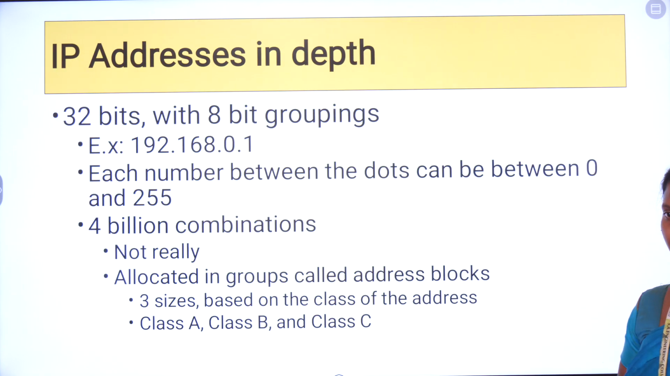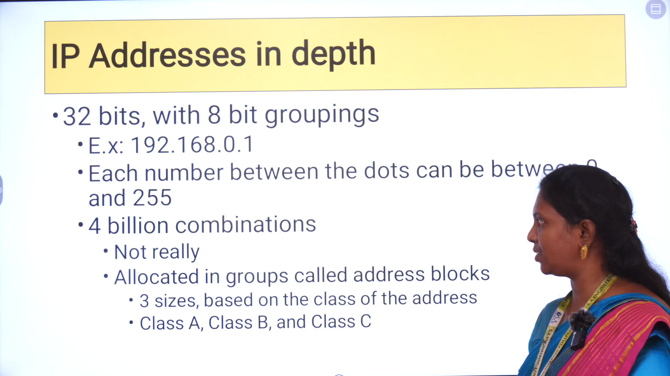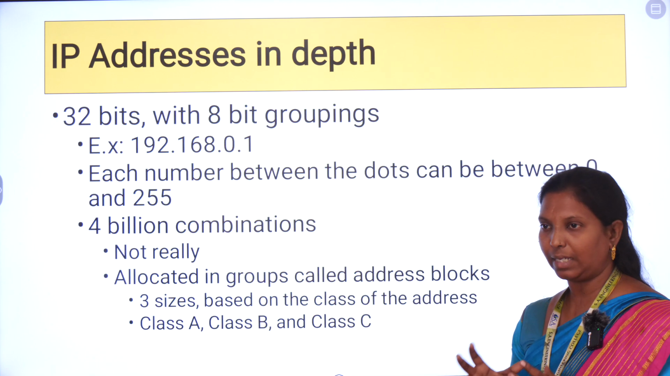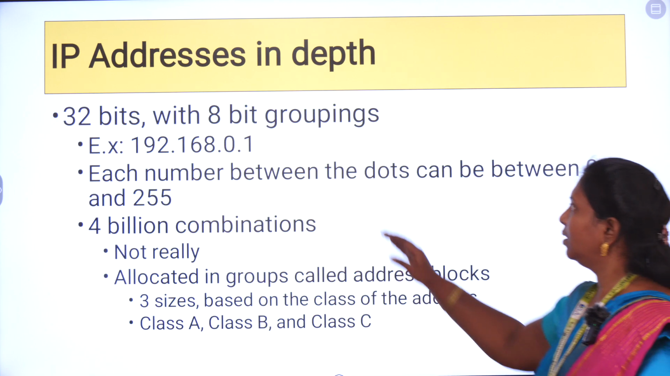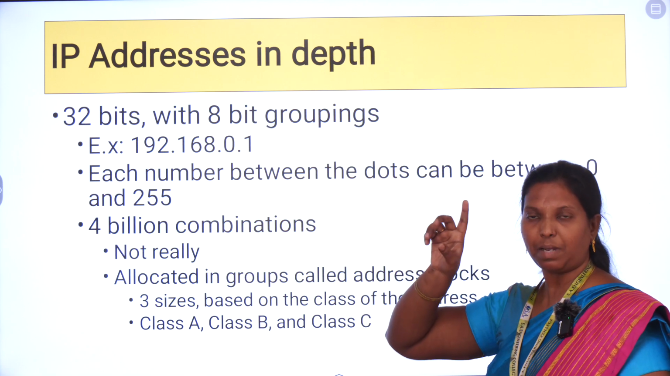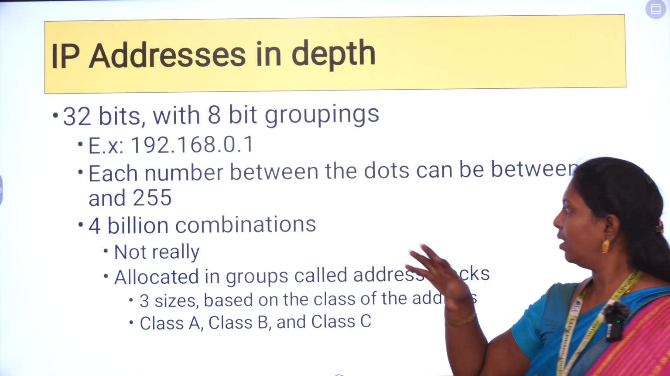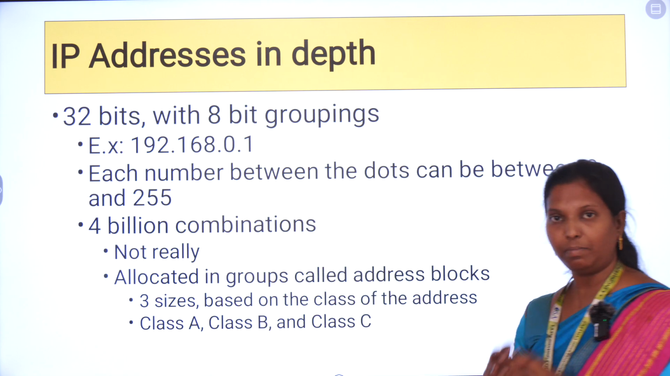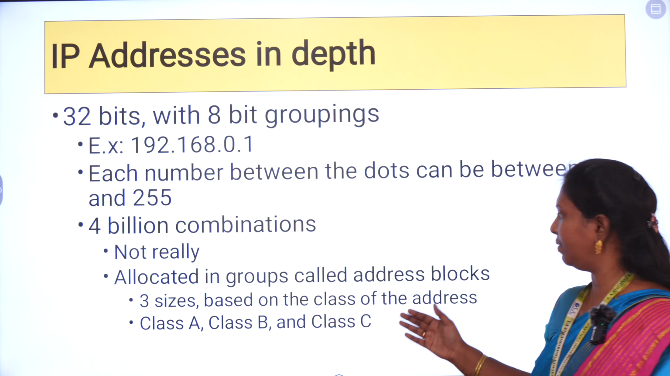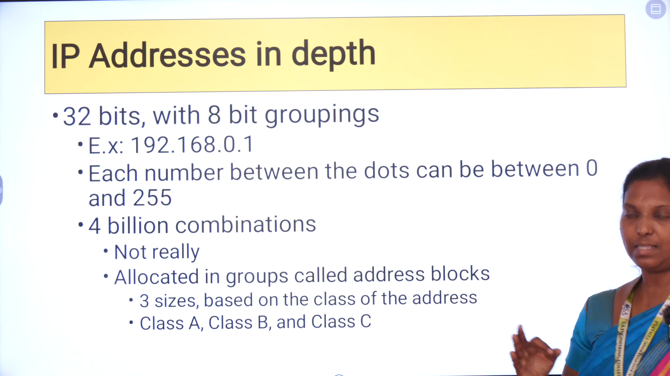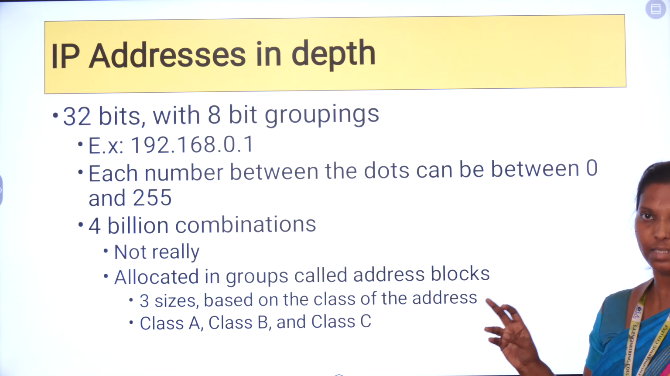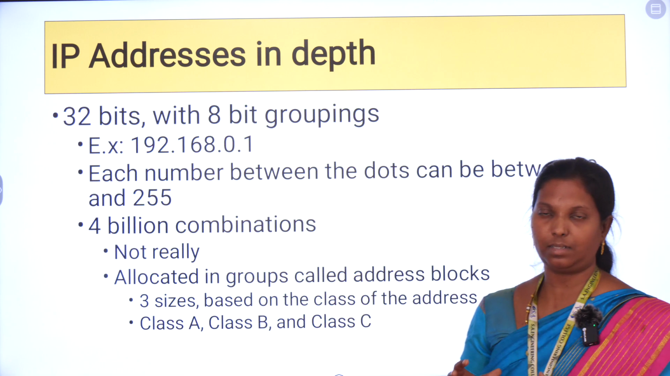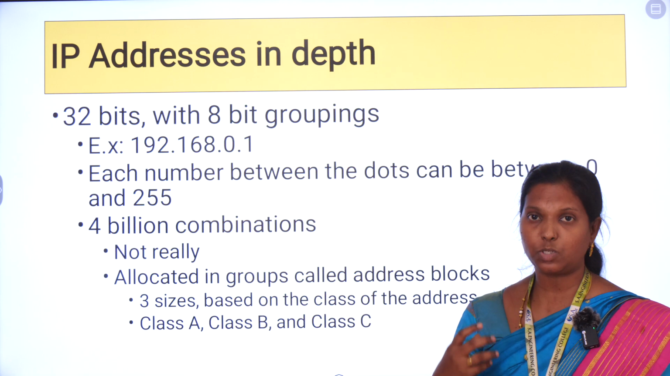And this needs in-depth knowledge, and there are high advantages. Here I am grouping. The first advantage is that we can group and make use of dotted decimal notation, and we have 4 billion combinations, encompassed in 3 main sizes: class A, class B and class C. This is very important knowledge that every GATE aspirant has to understand.